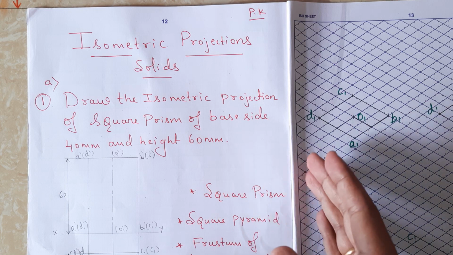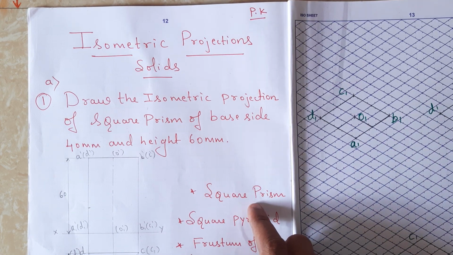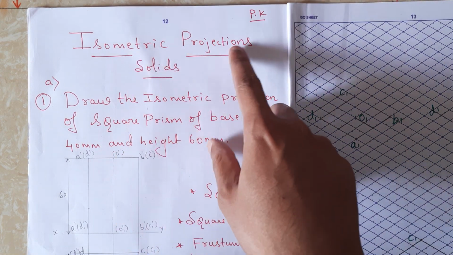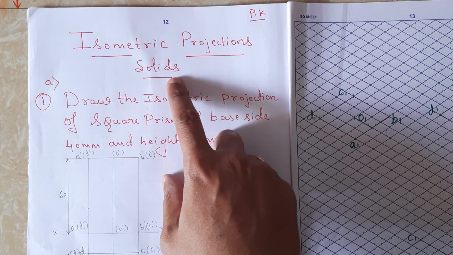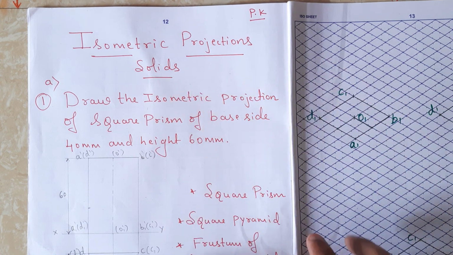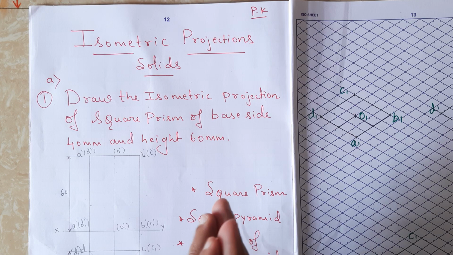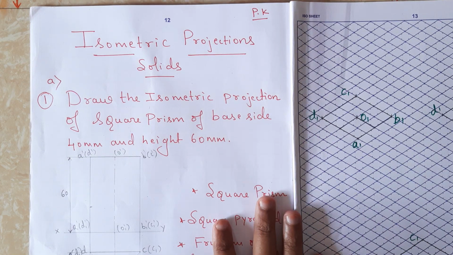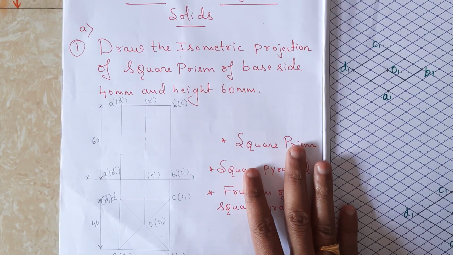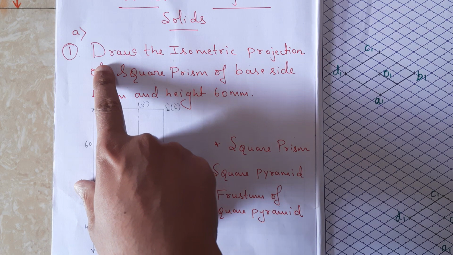To solve this problem, you should know the basics of isometric projection of planes. If you have not seen my videos related to the isometric projection of planes, I suggest you please go through those videos, then you will be able to understand these kinds of problems. Okay, now the problem is given over here like this.